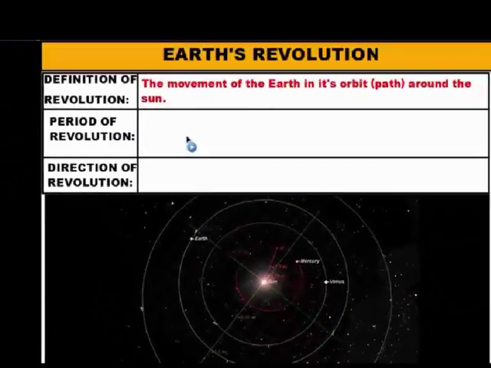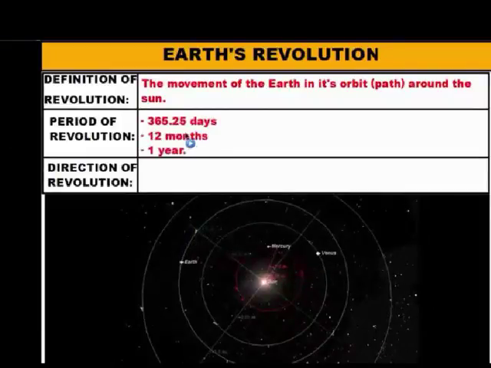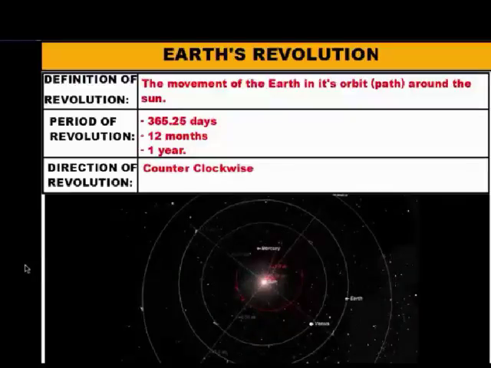It's all about definition. And when it comes to period of revolution, it takes 365.25 days to complete one revolution. That's equal to 12 months, and 12 months is equal to 1 year. This is how Earth moves around the sun. Now the direction of revolution, it also moves in counterclockwise. Like rotation, it also moves in counterclockwise.